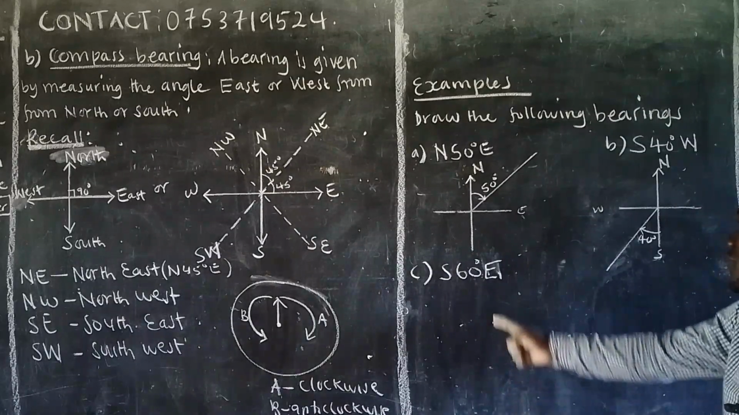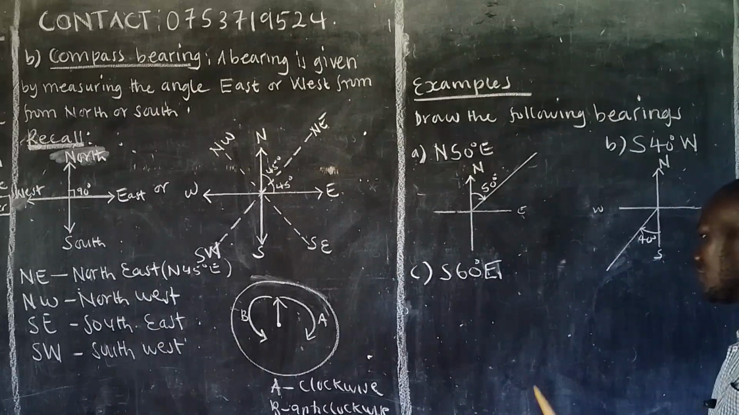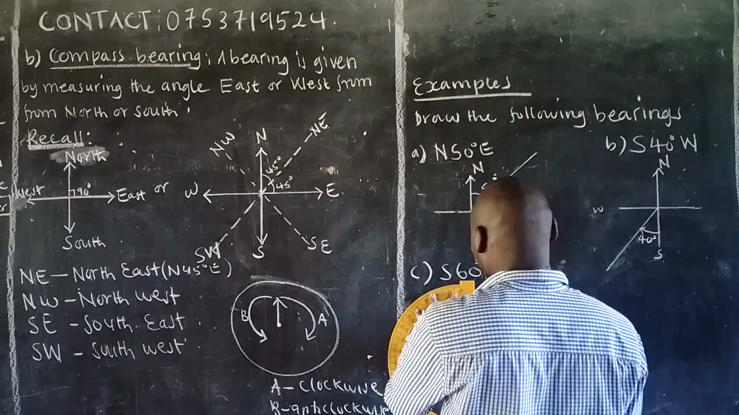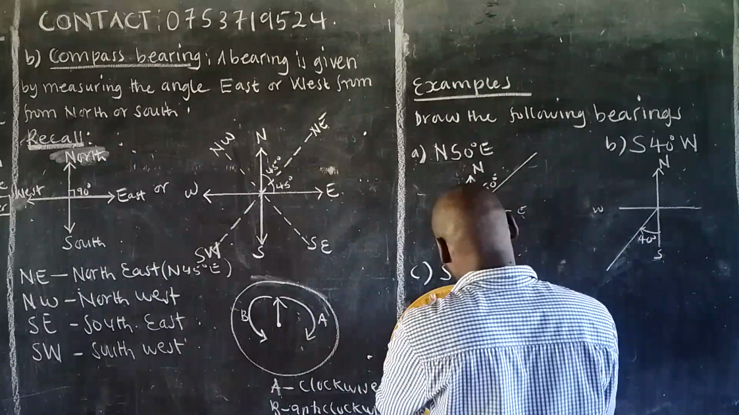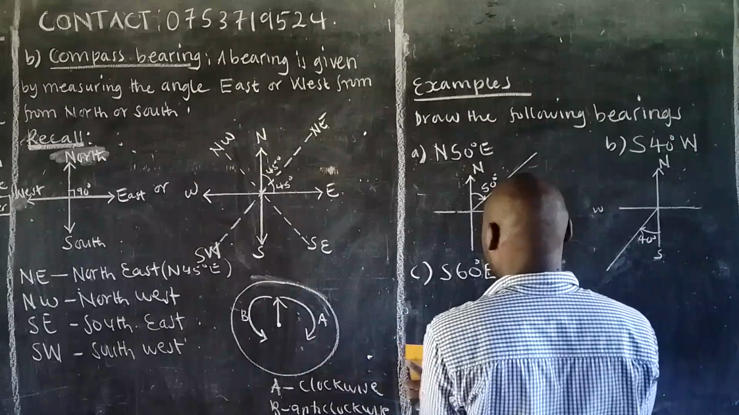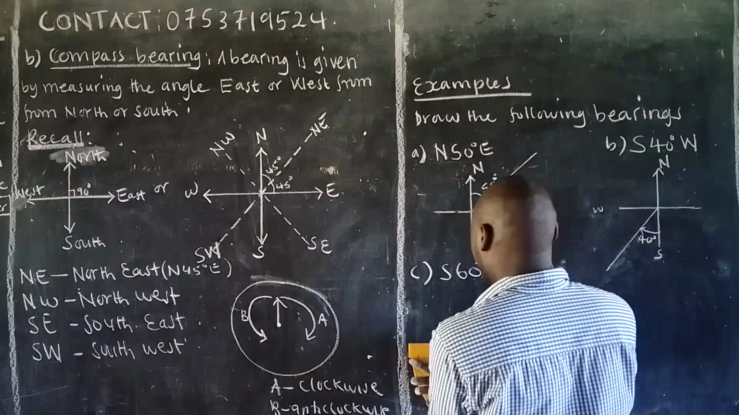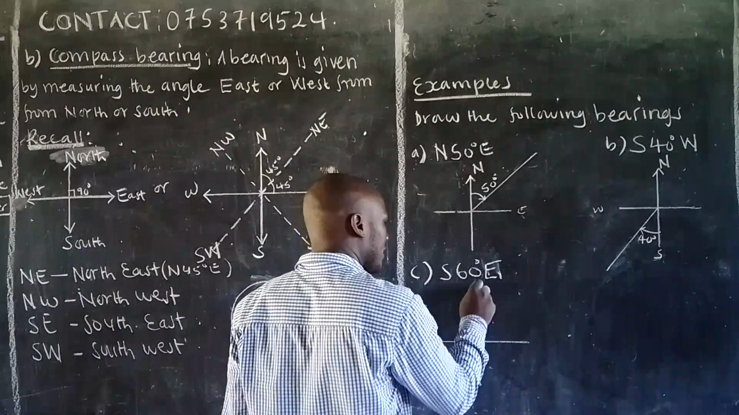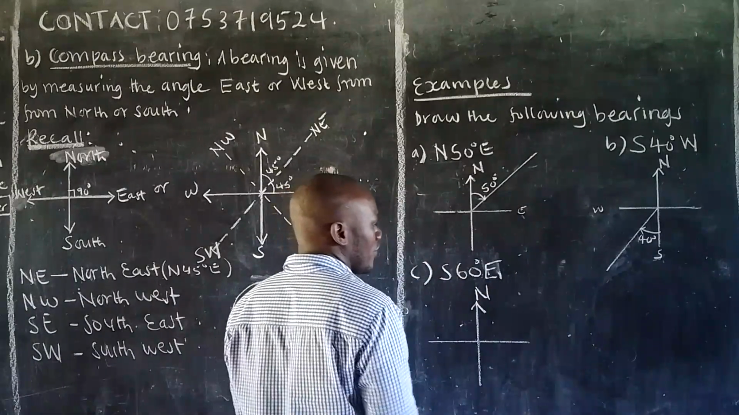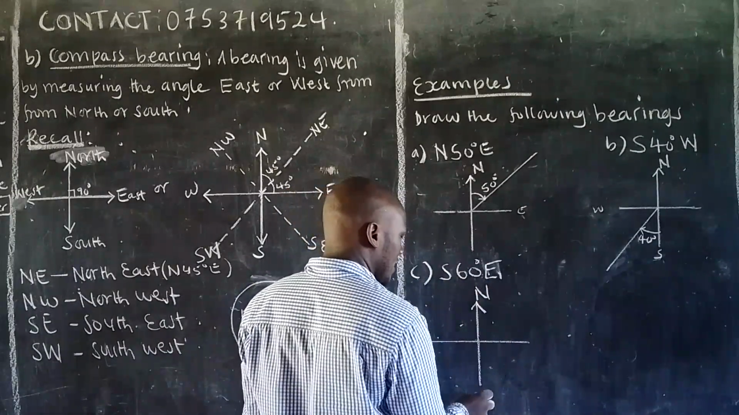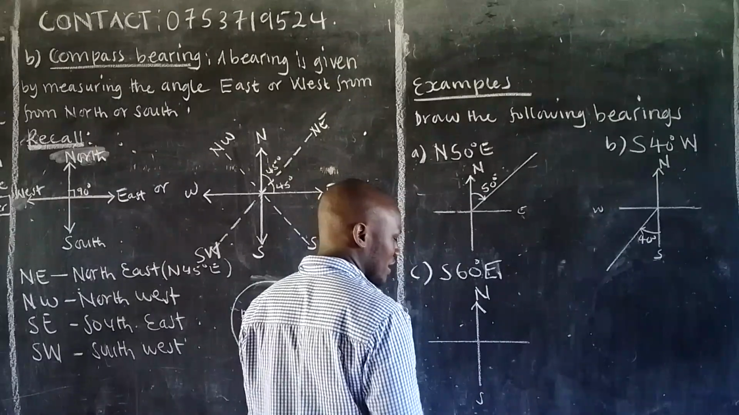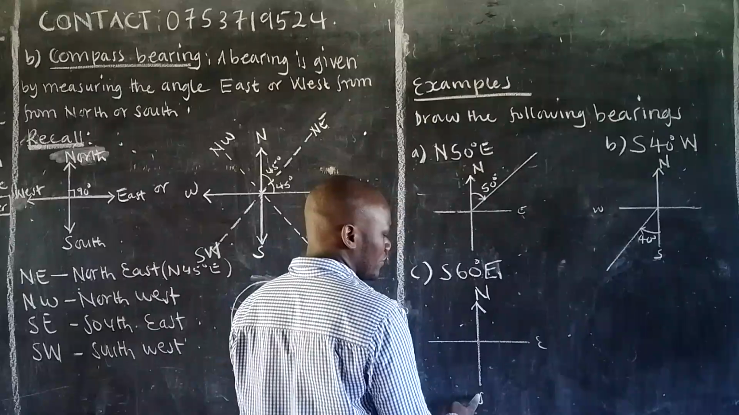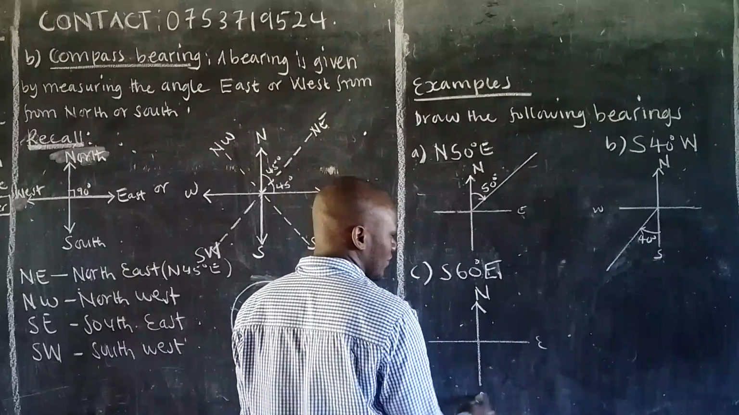Now we also have south 60 degrees east. Let me sort out this one very fast. So I'll draw my compass. We have our compass there. This is north. Now we're moving from southeast. This is my south, silently using a pencil, and you may rub it off after, no problem. Then my east is here, so I'm measuring from south to east, southeast.